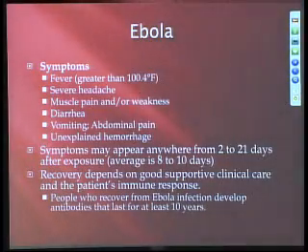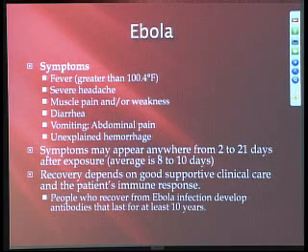So the symptoms are fever, severe headache, muscle pain or weakness, diarrhea, vomiting, abdominal pain, unexplained hemorrhage. Now, luckily, we don't see any people who have any of these complaints. So obviously, we're going to get a lot of people who have one of these symptoms. And so the key part in the screening is getting the exposure history. So the symptoms can come up to 21 days after exposure, and recovery is dependent on good supportive care. And then these patients have antibodies to Ebola.